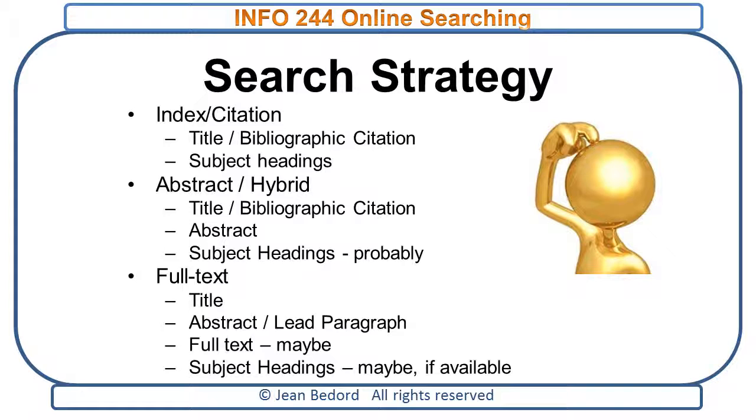Abstract databases are the core of research. Typically, the abstract is meaty enough to determine whether the full text is needed. Often, the abstract provides enough information. It's common to search both the title and abstract together, sometimes combined with subject headings.